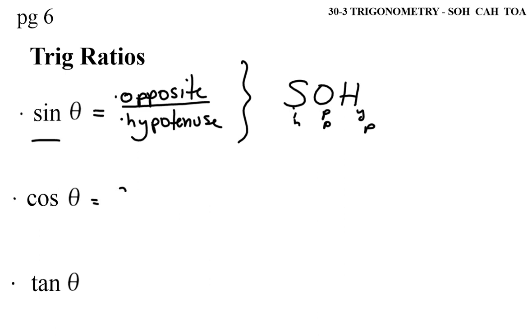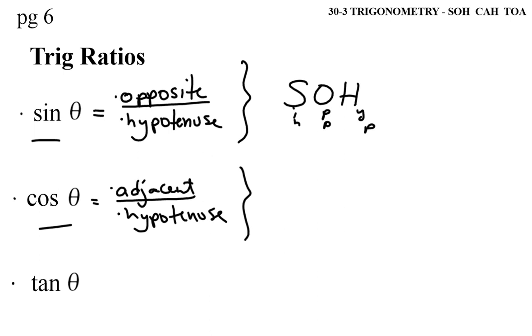Cosine always compares adjacent over hypotenuse. So if I have the adjacent side and the hypotenuse side, I would want to use cosine. And we abbreviate that CA. So CA, cosine, is adjacent over hypotenuse. Doesn't have the opposite in there, so then that's when we'd use cosine because the opposite's not part of it.